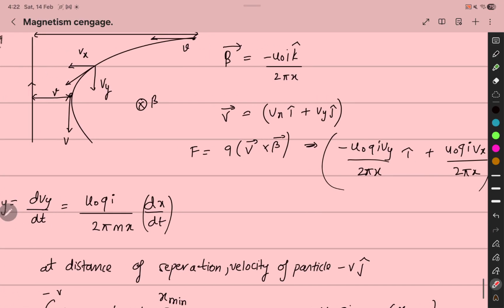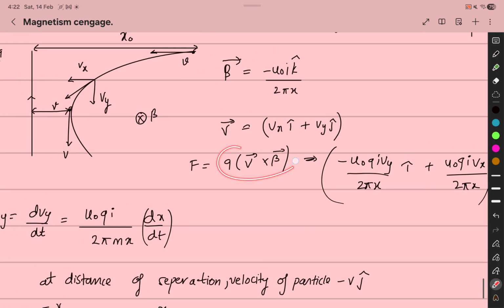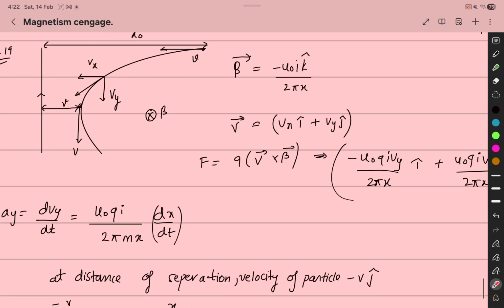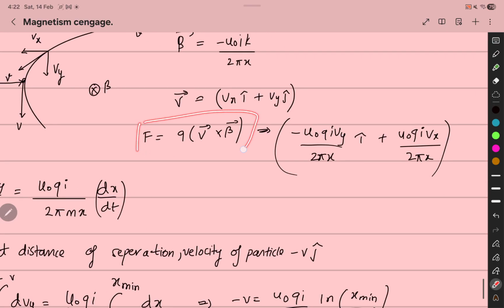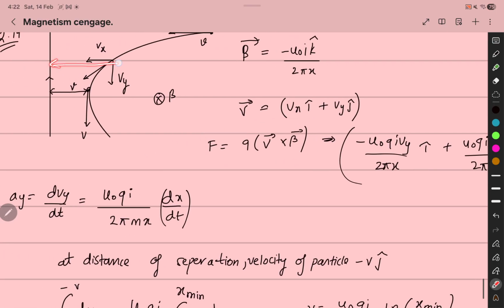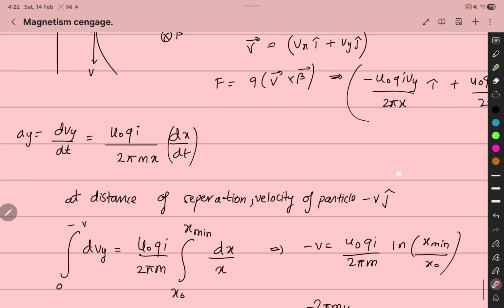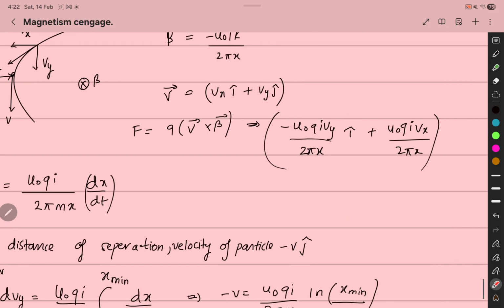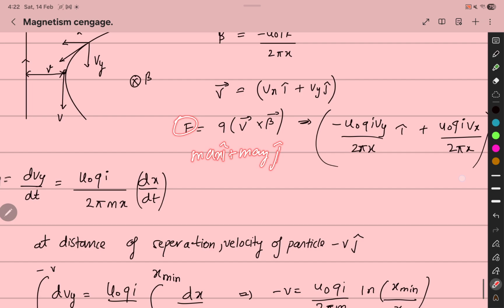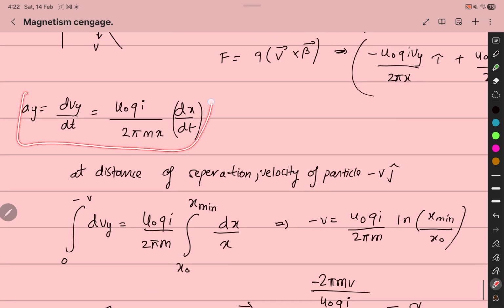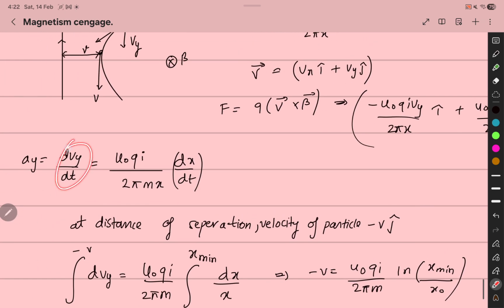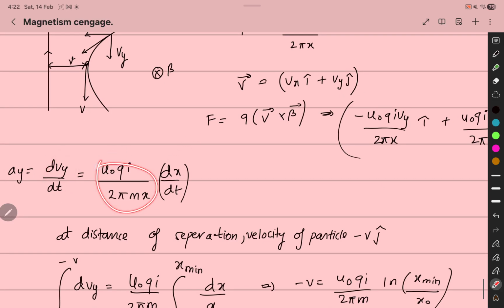So now we can write the qv cross b for this particle at some time. All right, so at this point you can write the particle's qv cross b, and obviously we can take this as the x component. And obviously we can write f is equal to max i cap plus may j cap, right? Then we can get ay easily using dvy by dt.